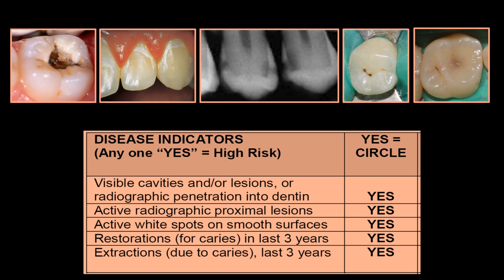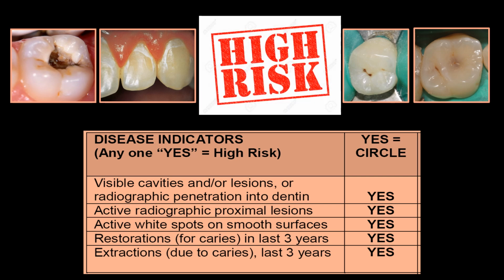the recent past. Now, our operative textbook considers lesions to be risk factors, but they are really indicators. Because if you see a lesion, that indicates that the patient has the disease. A lesion doesn't mean a patient is at risk of getting a lesion. The patient already has one. So any yes in this column means the patient is automatically at high risk for developing more lesions in the near future. Now, let's go through all of the disease indicators.